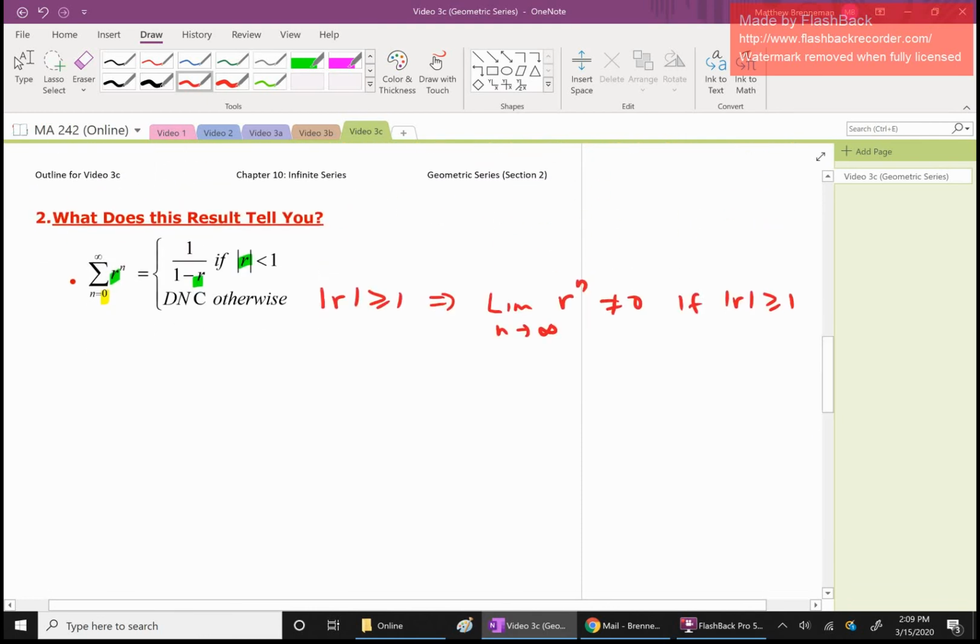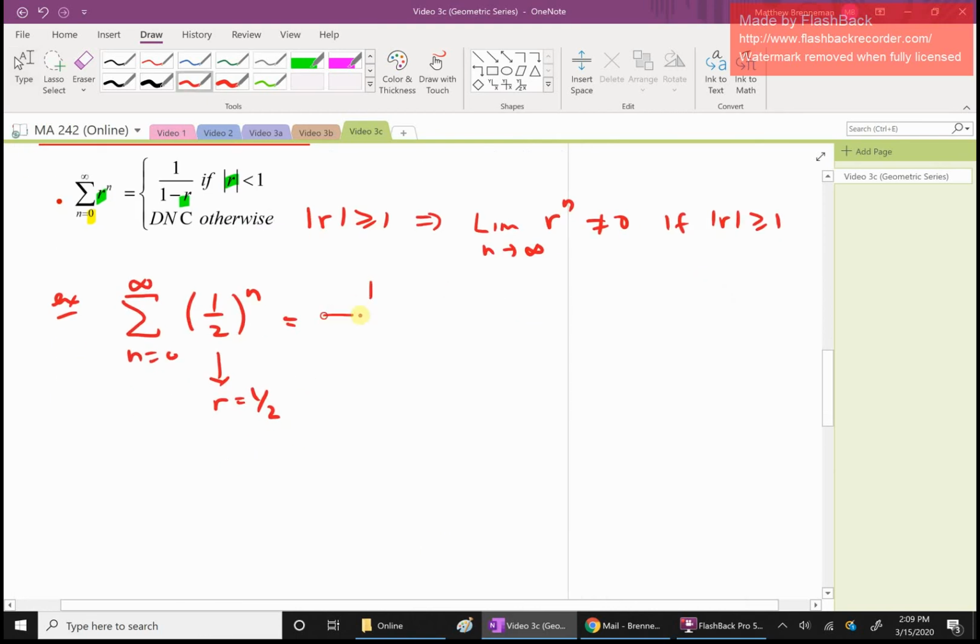Okay, and so let's go ahead and apply this. We had this example that we looked at a long time ago, where we were taking the sum from n equals 0 to infinity of 1 over 2 to the nth power. And so this is going to be my r. And so this result tells us this is equal to 1 over 1 minus r. And so I'm going to get 1 over a half, which is 2. And that's what we saw earlier. If you recall, when we plotted the sequence of partial sums for this infinite series, we saw them converging to 2.